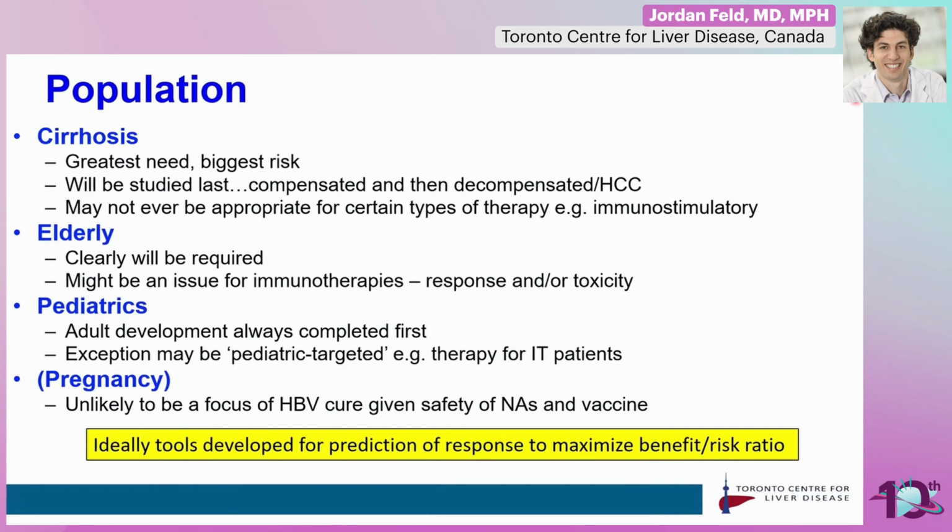So can we predict response? Well, we have a very simple approach of using anti-HBc, the titer for this, as a marker of immune activation. And at least with interferon, you can see that patients that had higher titers had a higher probability of S loss with interferon. It's modest, but it gives you the sense that if you can identify patients with greater immune activation, you might be able to predict response.